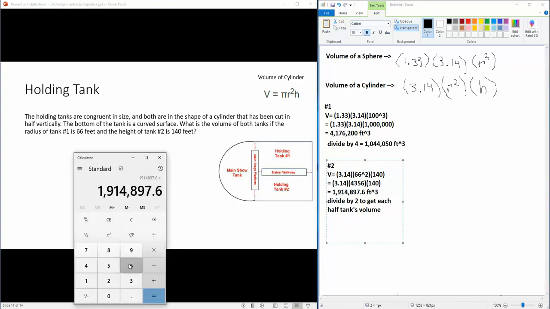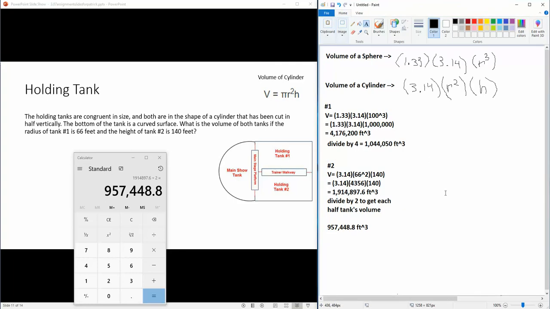And so we just come over to this volume, we go ahead and divide it by 2, and we're going to get the volume as 957,448.8. Again, remember, we have to say cubic feet. If you just say feet, you're telling me a straight line distance. You're not telling me a volume. So make sure you have that in there as well. Those are the first 2 problems you're going to work on.